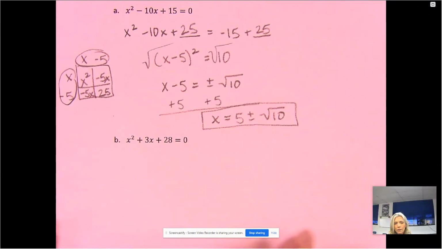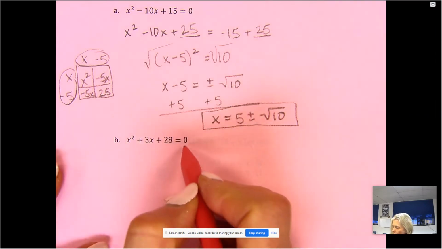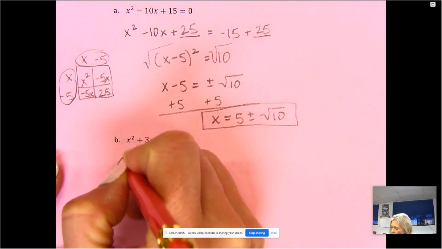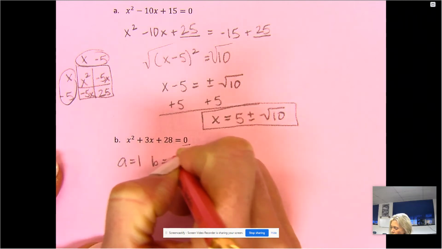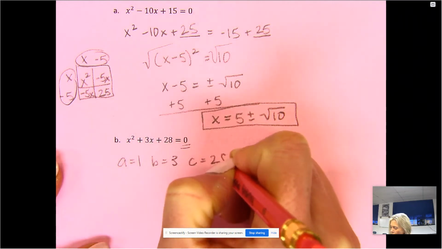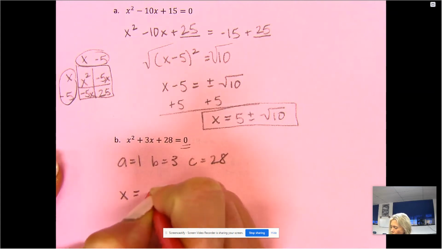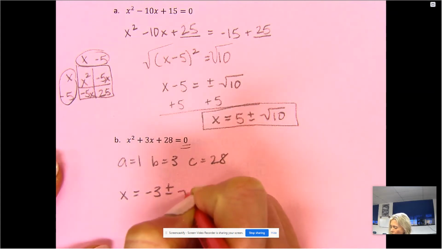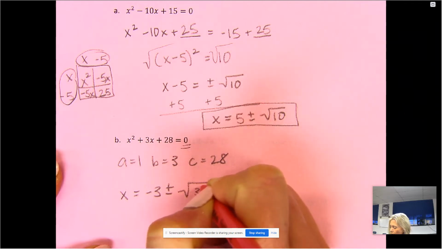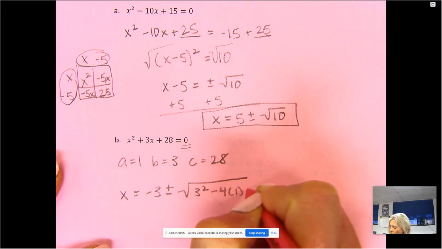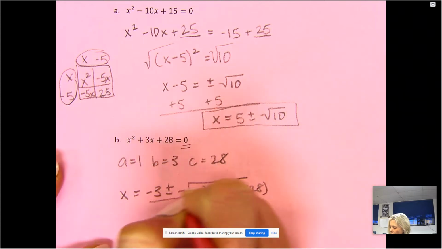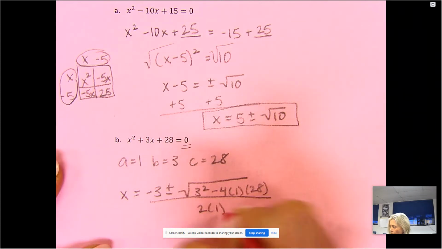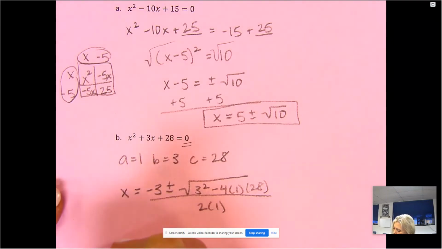The next one, I'm going to solve using the quadratic formula. It's already set equal to 0, so a is 1, b is 3, c is 28. So x equals negative b plus or minus the square root of b squared minus 4ac over 2a. Okay, that is equal to negative 3 plus or minus something over 2.